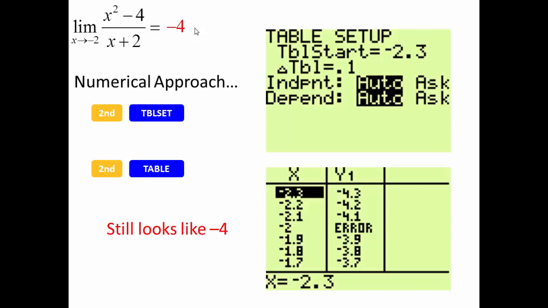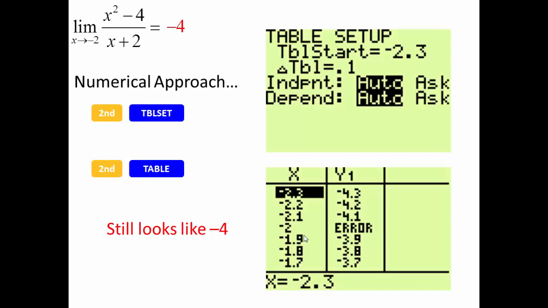The problem with graphs and tables, though, is that they're not always the most accurate methods. With graphs, it's very easy for my human eyes to be off by a little bit. Same thing with tables. Maybe if I went a little bit closer to negative 2, instead of using negative 2.1 or a step size of 0.1, what if I used a step size of 0.01 or 0.001? Maybe something completely crazy is going on between negative 2.1 and negative 1.9 that I'm not seeing because I'm not choosing a small enough step size.